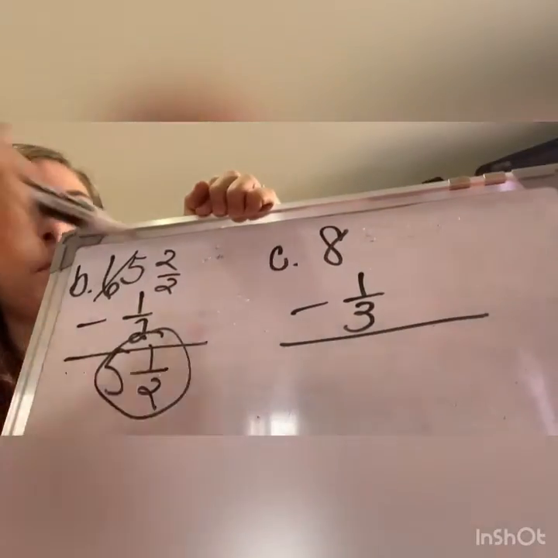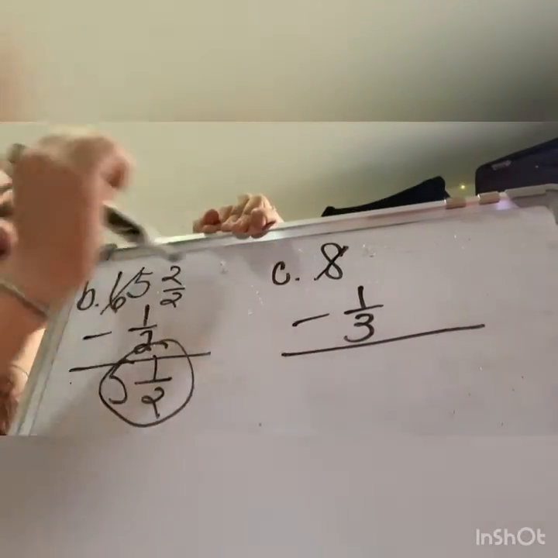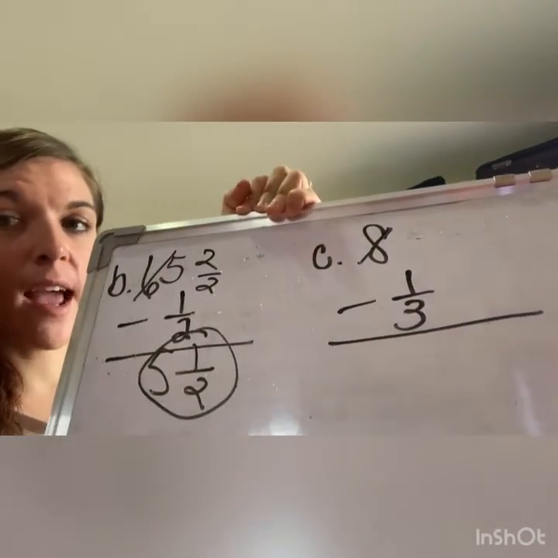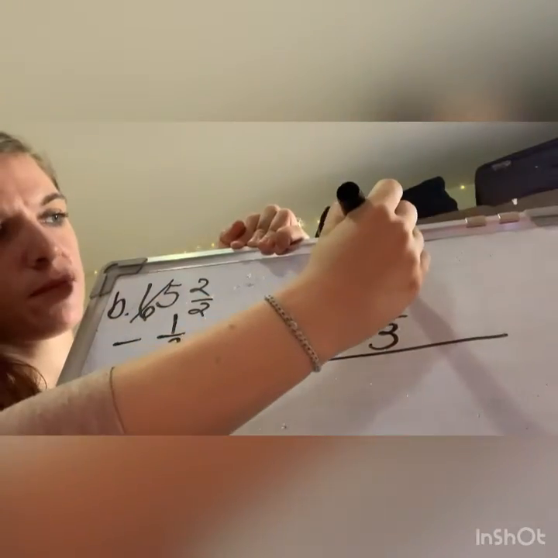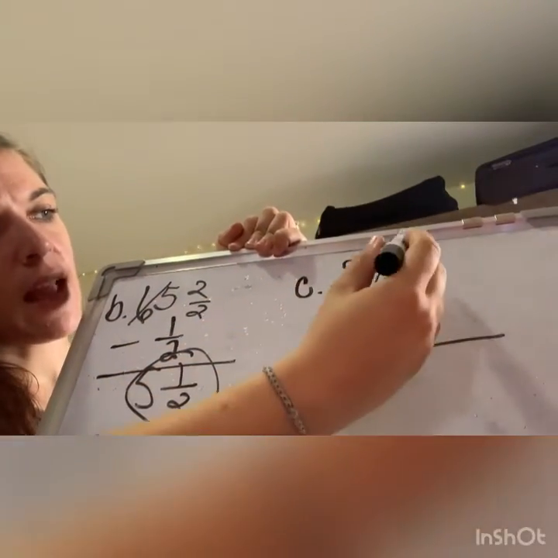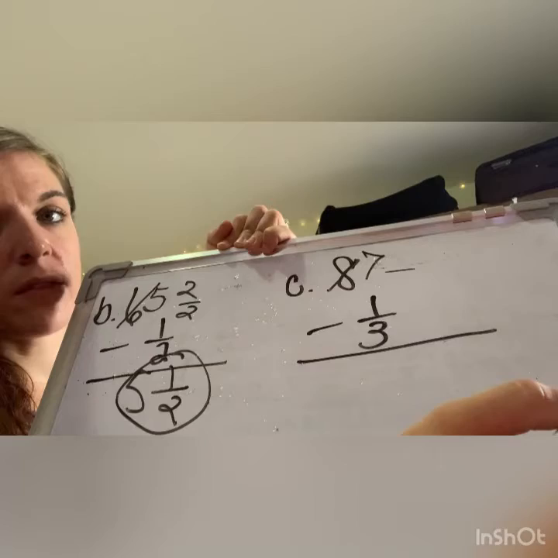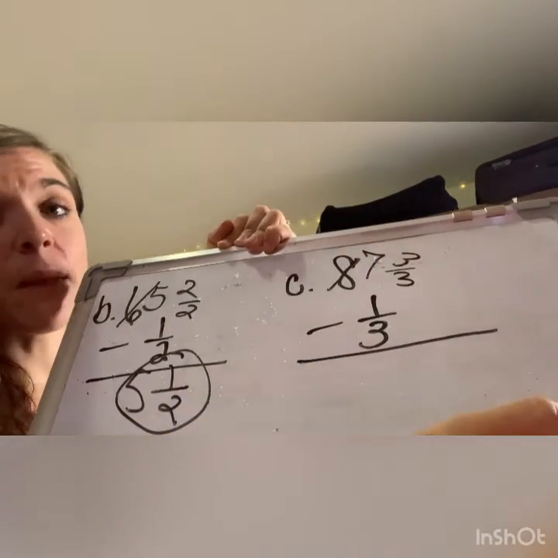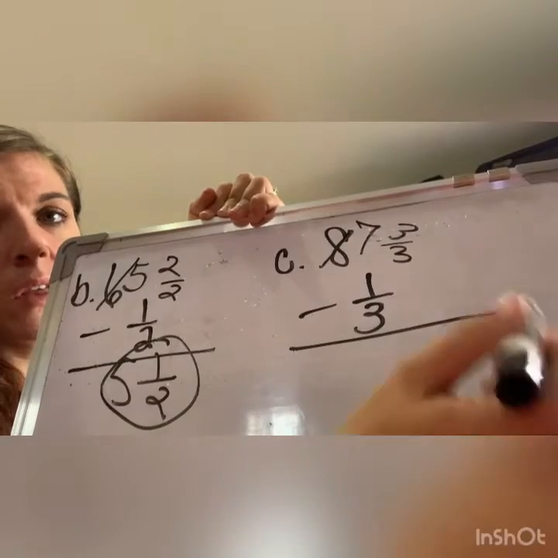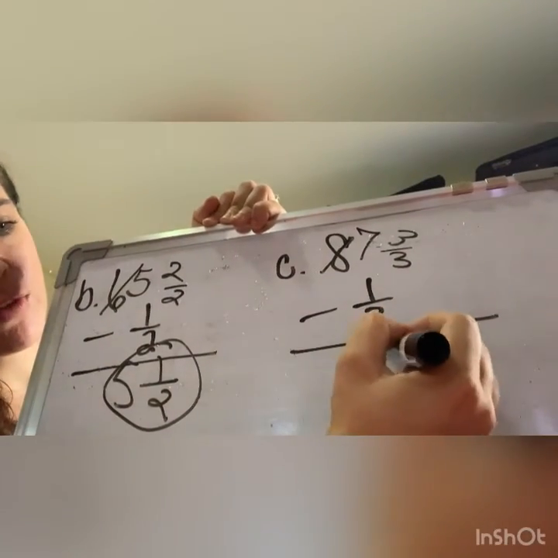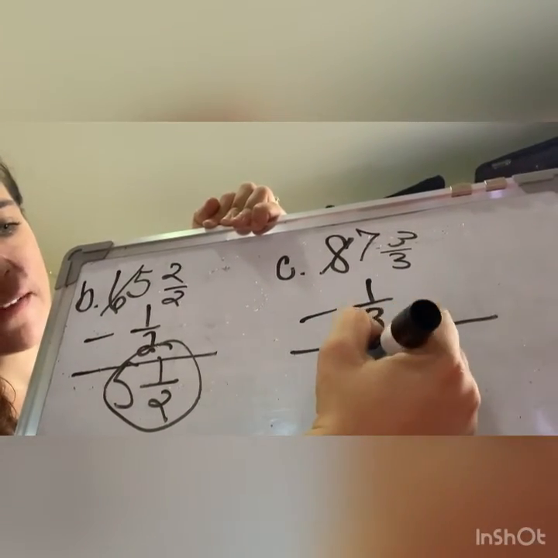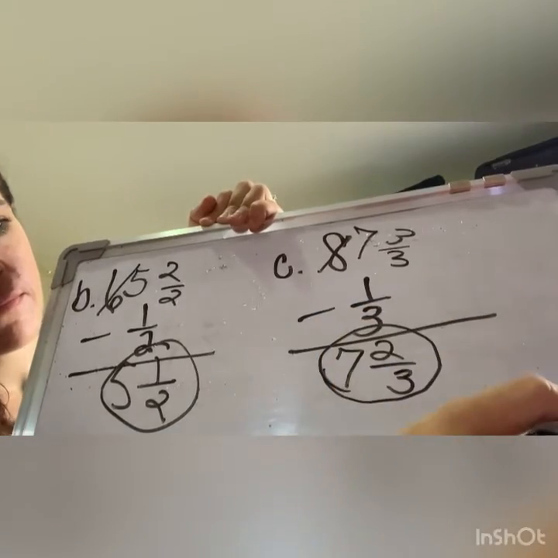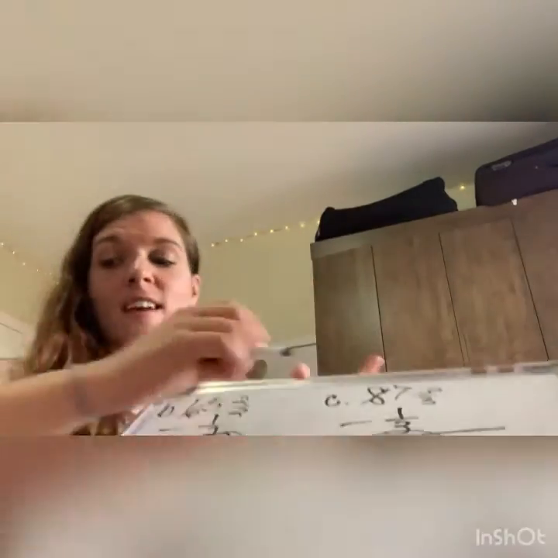Okay, look at letter C. Cross it out. What do I put as my new number, Kiara? 7. Right? And what's my fraction, Kiana? 3 over 3. Okay, so what's my answer, Holly? 3 minus 1 is 2 over 3 with a 7. There you go. Try letter D by yourself, and we'll check it together.